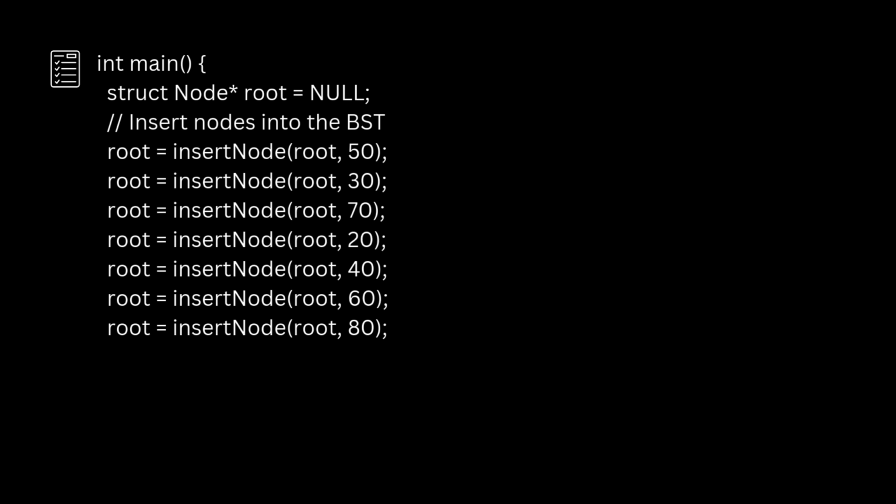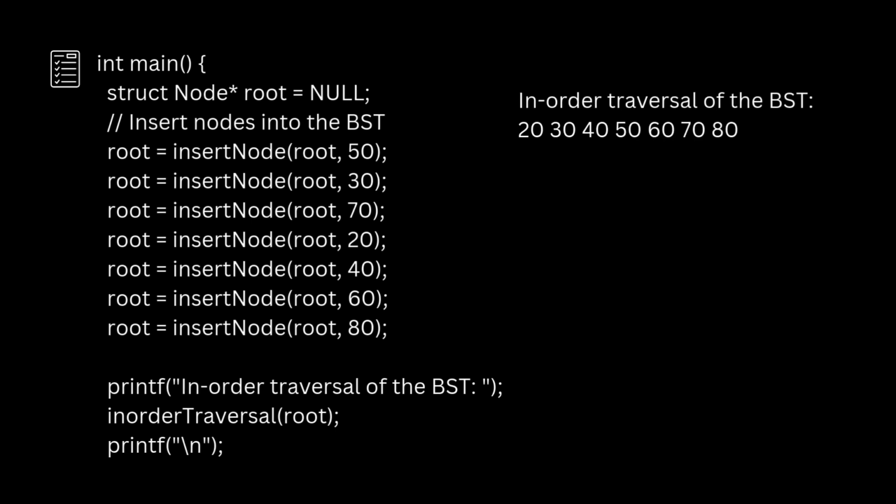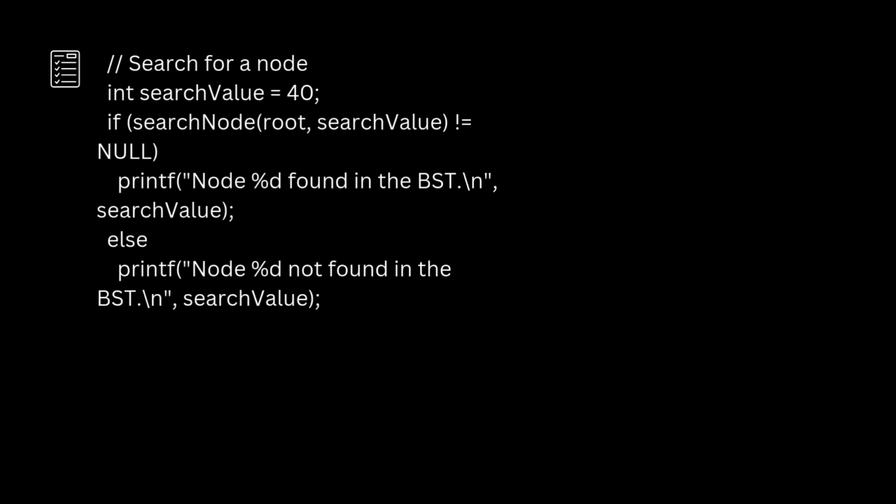Insert the nodes. Nodes with values 50, 30, 70, 20, 40, 60, and 80 are inserted into the binary search tree. The in-order traversal prints the values in ascending order, that is 20, 30, 40, 50, 60, 70, 80. Then we search for node 40 and the search is successful. So node 40 is found in the binary search tree and it is printed.